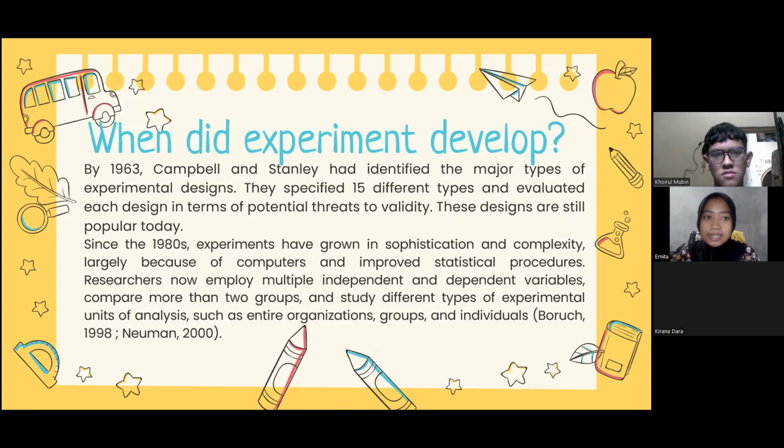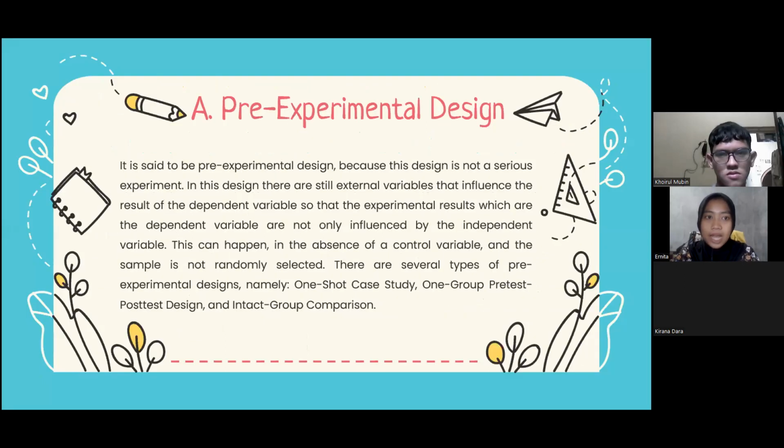By 1963, Campbell and Stanley had identified the major types of experimental design. Since the 1980s, experiments have grown in sophistication and complexity, largely because of computers and improved statistical procedures. Researchers now employ multiple independent and dependent variables, compare more than two groups, and study different types of experimental units of analysis, such as entire organizations, groups, and individuals.